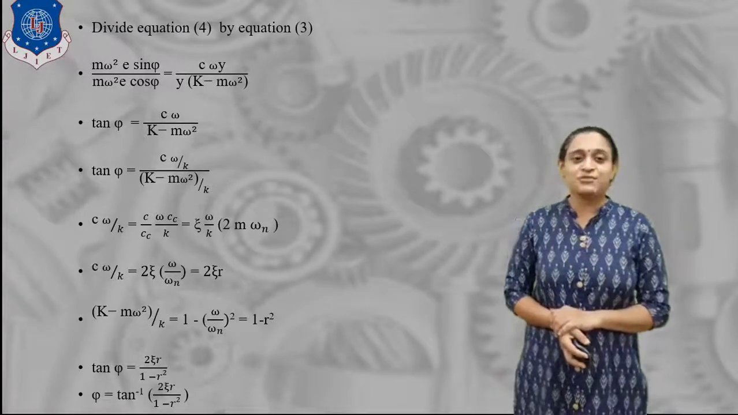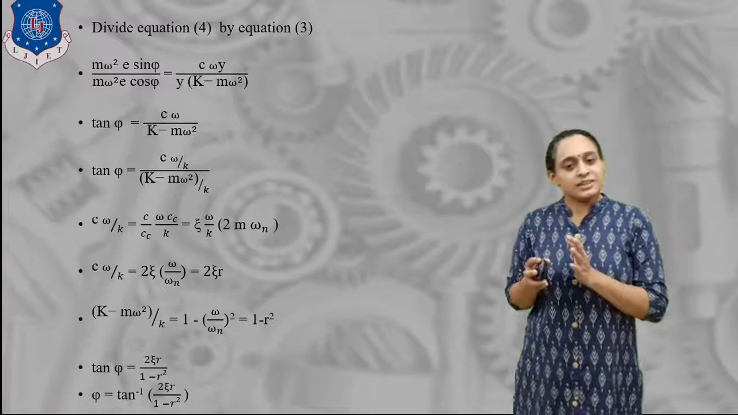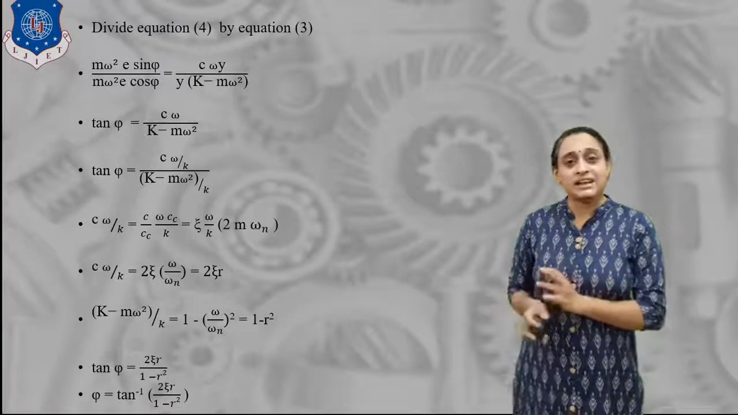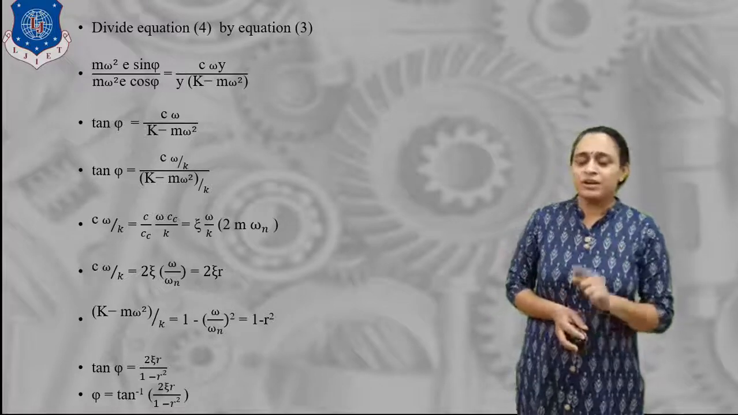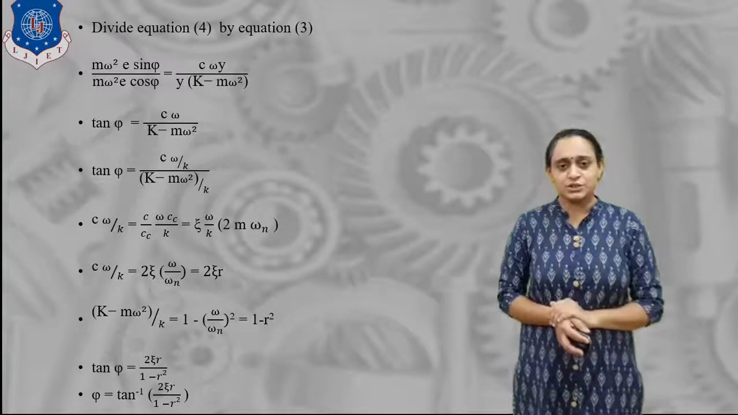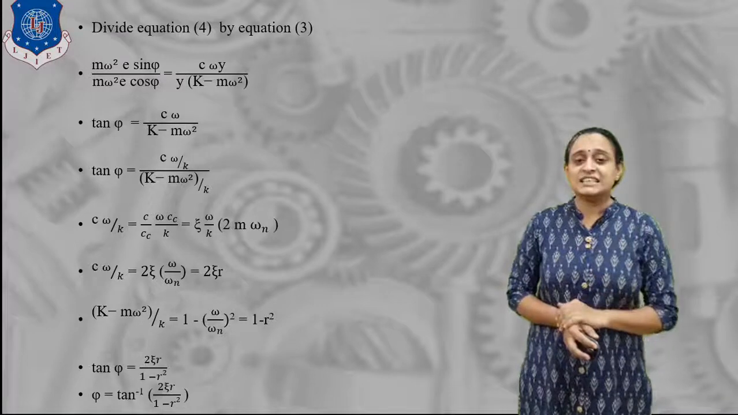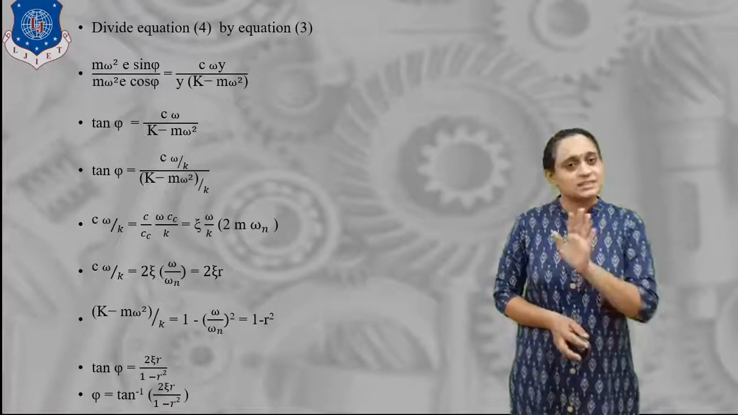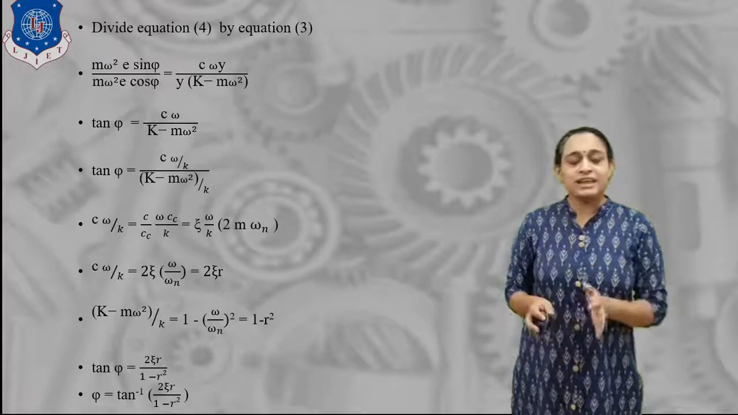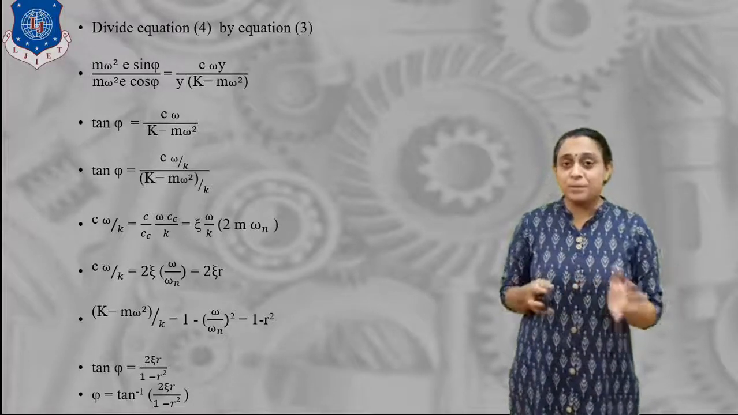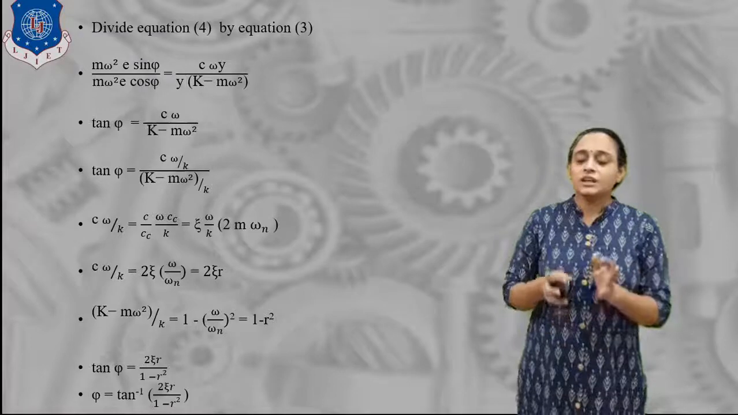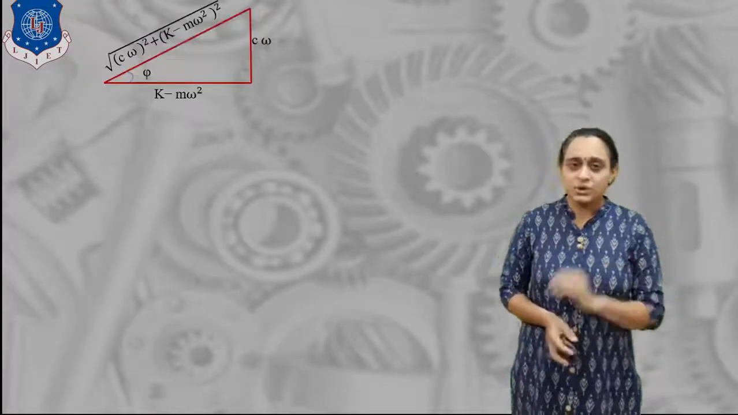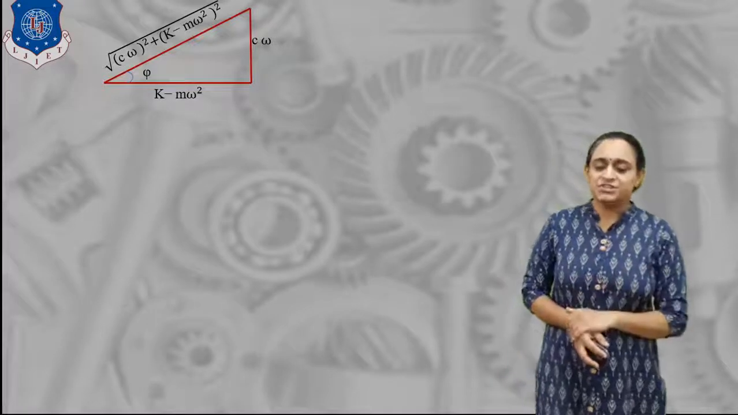And what is the value of phi? So it is phi is equal to tan inverse 2 zeta r upon 1 minus r square. If you remember our force transmissibility theory, you have already studied this. Okay, so the phi value is exactly same as this. So if we compare both these equations, they will give us exactly the same value. Clear? So now let us assume the triangle.